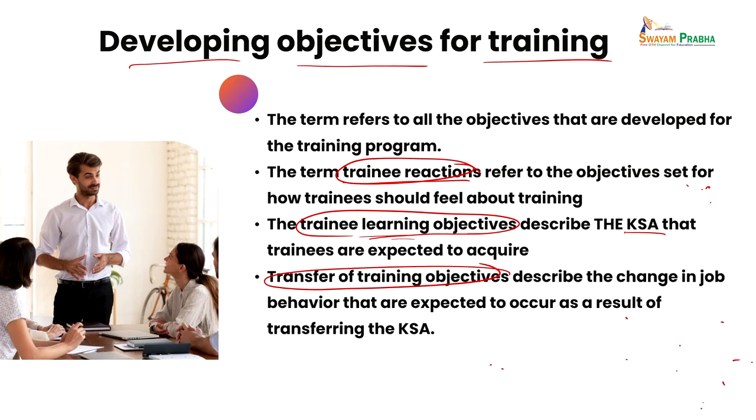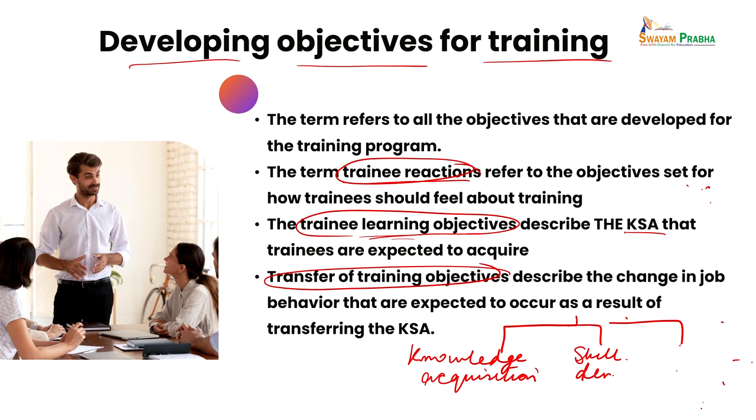knowledge acquisition, skill development, and the behavioral changes that happen as a consequence of training. Have they been able to improve their problem solving capabilities and abilities as a result of training? These are some of the important training objectives that are supposed to be there.